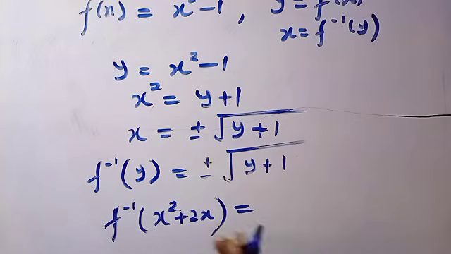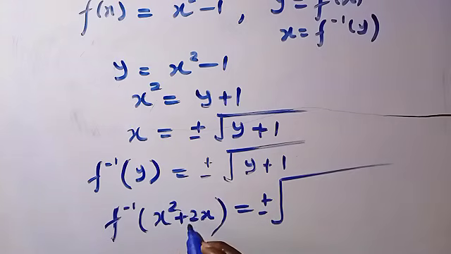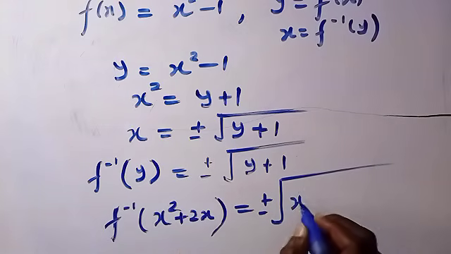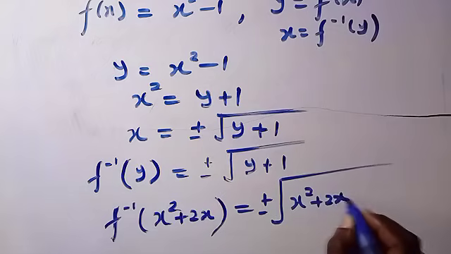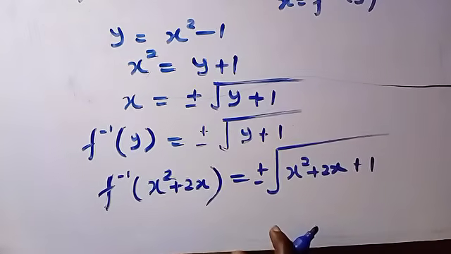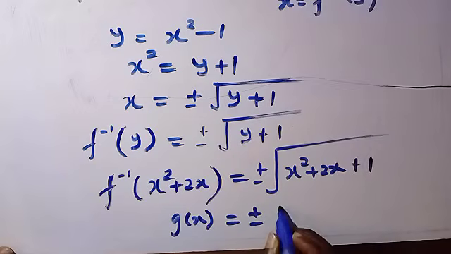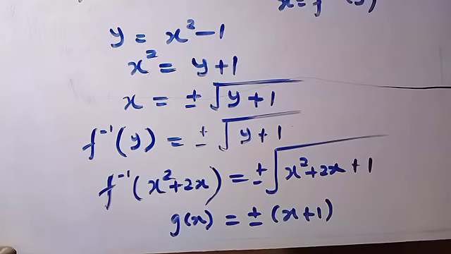Then this equals the plus or minus square root. Since I'm replacing y with x squared plus 2x, we have this as x squared plus 2x, then plus 1. And this is nothing but x plus 1 squared. And so g of x equals plus or minus x plus 1. These are the three beautiful ways of solving this.